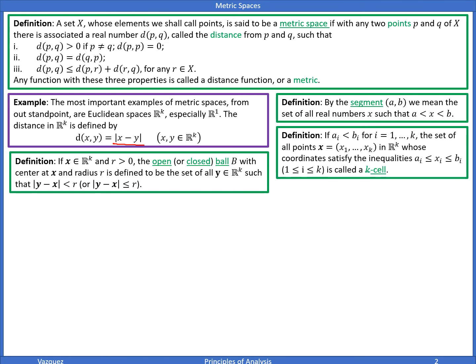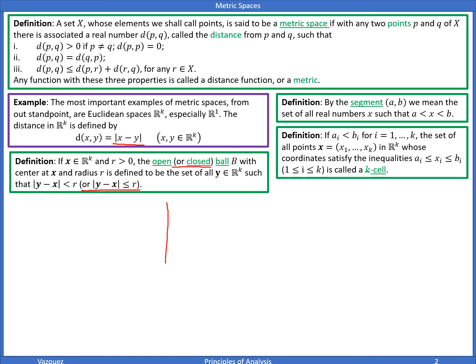Also, here's where we define open or closed balls. If x is an element of Rk and r is greater than 0, r here stands for radius, the open or closed ball B with center at x with radius r is defined to be the set of all y in Rk such that the distance between y and x is less than r, or this is the case for closed, r is greater than or equal to the distance between y and x.